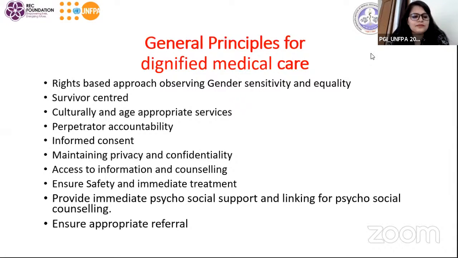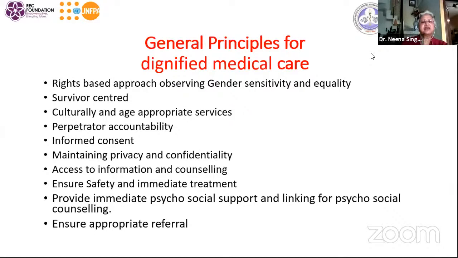So yes. What are the general principles for dignified medical care? The general principles for dignified medical care are a rights-based approach, which should be gender sensitive, and there should be no discrimination on the basis of caste or economic background. It should be survivor-centered, with culturally and age-appropriate services. Perpetrator accountability should be there, informed consent, maintaining privacy and confidentiality, which is very important, because many a time when the survivor comes to the hospital, she'll be sitting in a crowded OPD with no privacy or confidentiality, which is against the rules. As per the rules of medico-legal examination, such a person has to be taken to a separate room and examined there.